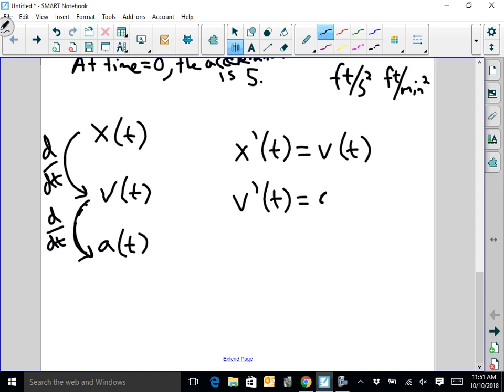Another question for you, what would x prime prime of t be? What would x double prime of t be? Well, if I did two derivatives on x, I would go all the way from position to acceleration.